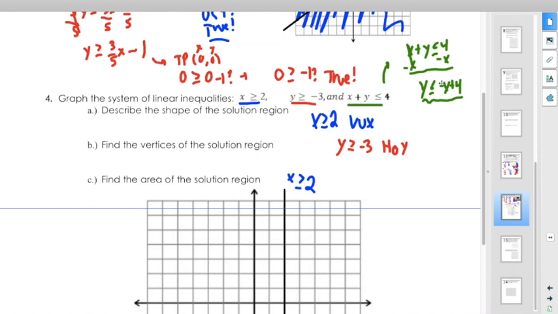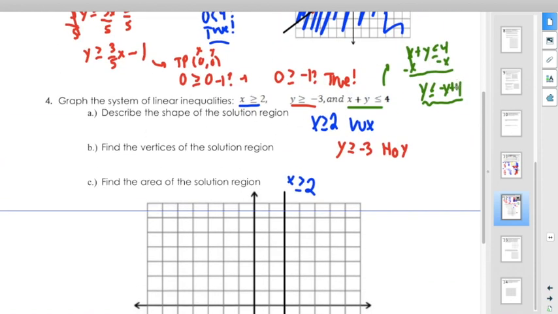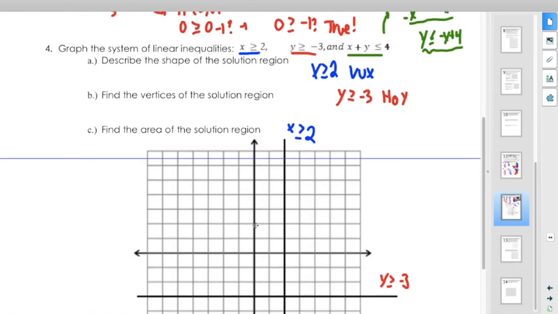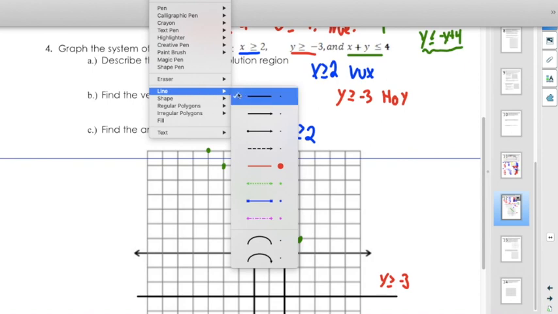Now I can graph this. I got my slope. I got my y-intercept. Let's go ahead and graph this. So I'm starting at positive 4. That's my first point. 1, 2, 3, 4. And my slope is negative 1 over 1 because it's negative x. So I'm going down 1 to the right 1, down 1 to the right 1, and so on and so forth. And then up 1 to the left 1, up 1 to the left 1. Again, it's going to be a solid line. Let's connect this.